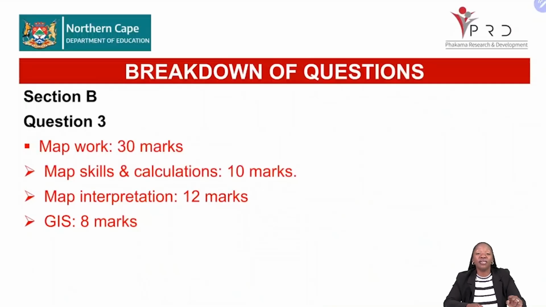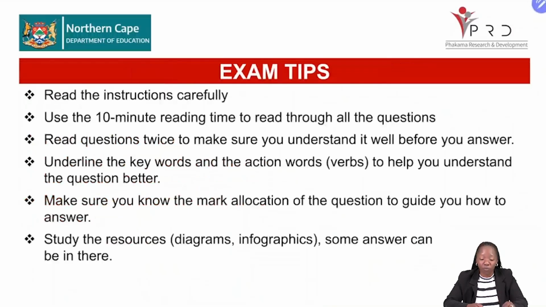Then after, you move to the last figure, which is your figure 3.3. Figure 3.3, that's where you should expect questions from your GIS. So GIS carries 8 marks. Then altogether, it gives you 30 marks. Then you now have the full 150 marks that is allocated for your question paper.